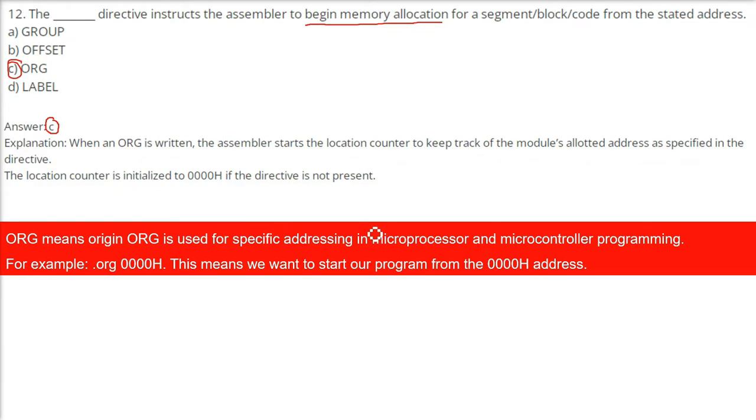Let us take an example. The location counter is actually initialized to 00H. For example, if ORG 0000H is there, this means we want to start our program from this address 0000H. So whenever we write ORG, the assembler starts the location counter to keep track of the allotted addresses, as specified in the directive, which is ORG. ORG is all about starting that origin.